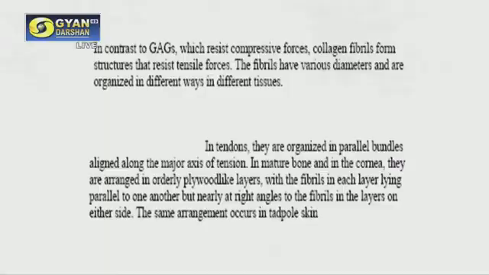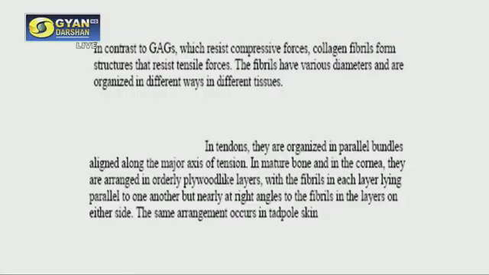Now, collagen fibrils form structures that resist tensile forces. In contrast, when we discussed GAGs, we said that they resist the compressive forces. Collagen fibrils resist the tensile forces. So, this is the difference. You see why GAG is also important and why the collagen fibrils are equally important. In tendons, they are organized in parallel bundles aligned along the major axis of tension.